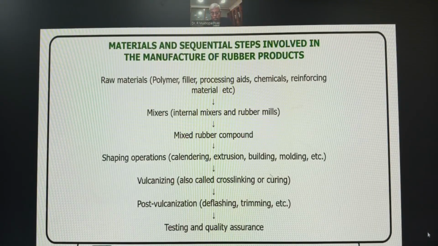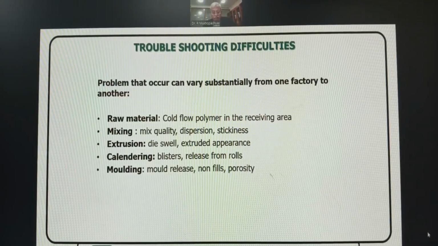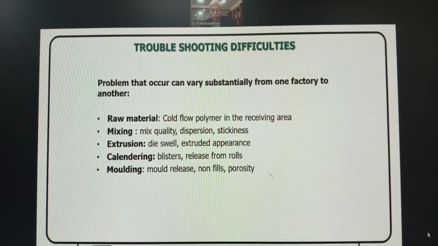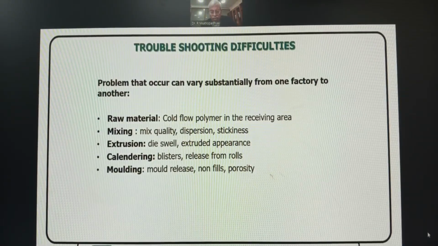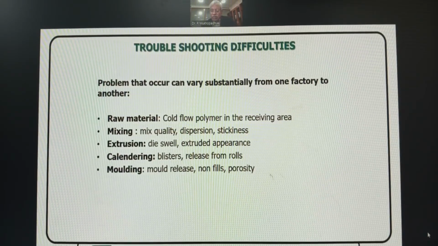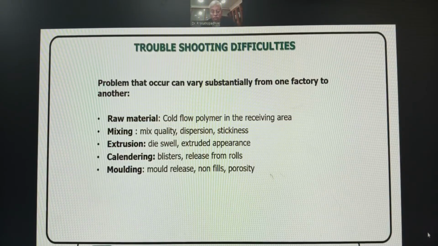In case of raw material, these are the processes we follow. What is the problem with the cold flow of polymer at the receiving area? We follow the FIFO system to restrict the cold flow, so even the storage of the raw material is important. Then in mixing you generally get problems of mixed quality, dispersion, stickiness, tackiness, and so on. Then extrusion, extrudate appearance, calendaring, blister, release, molding. So these are the problems.